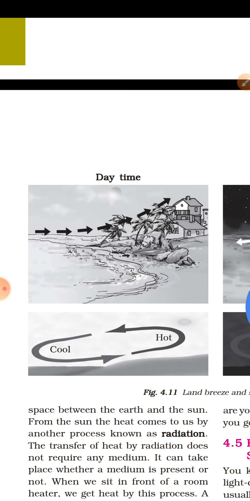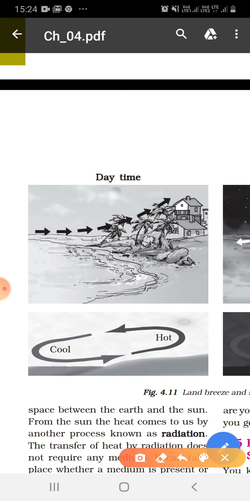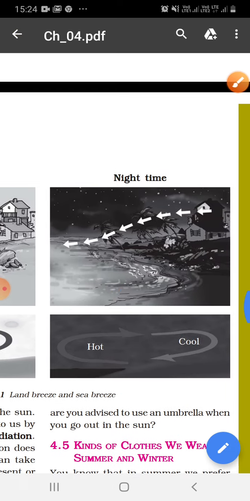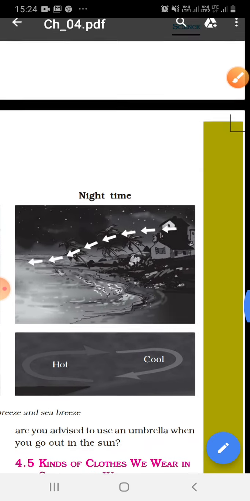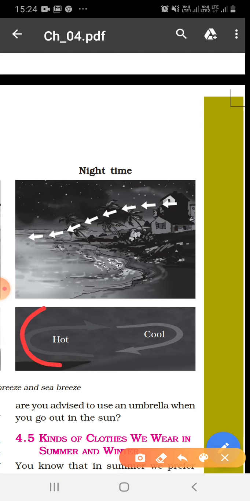This is daytime. The cold air from the sea moves toward the land and hot air from the land moves toward the sea, and this is sea breeze. And at night time, hot air from the sea moves towards the land and cold air from the land moves towards the sea, and that is land breeze.